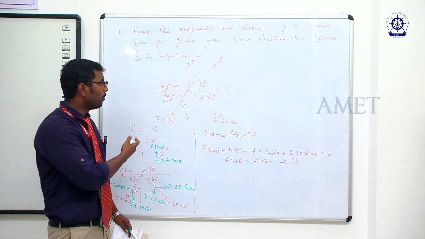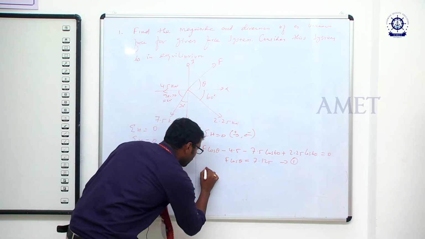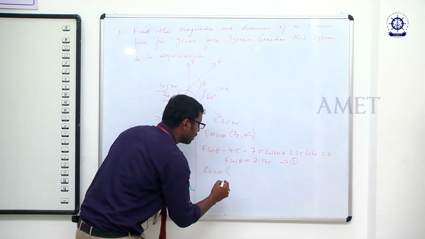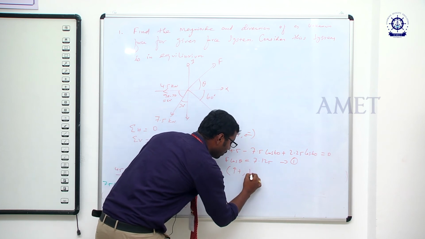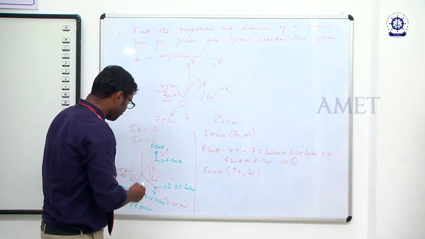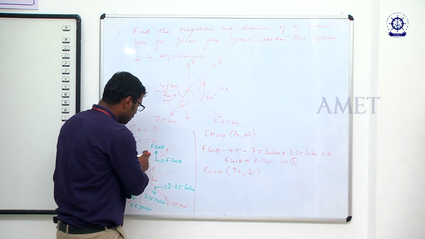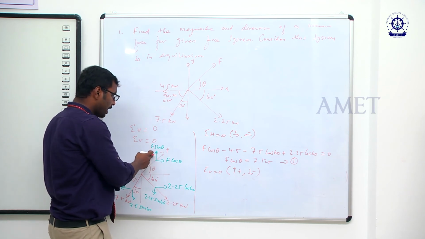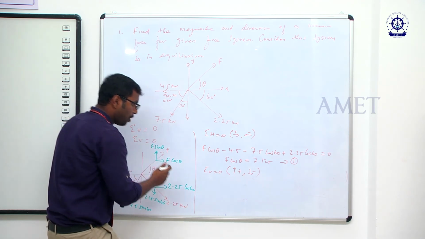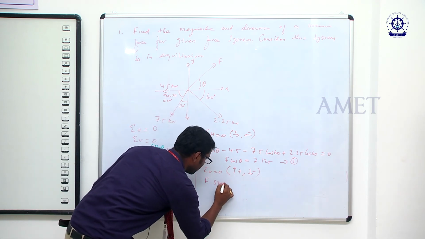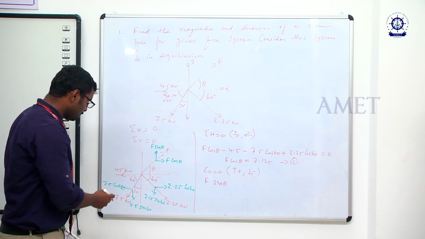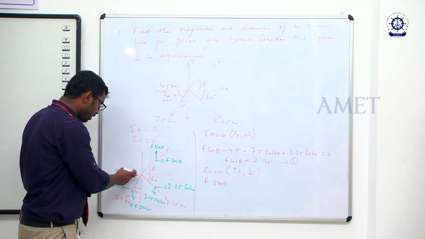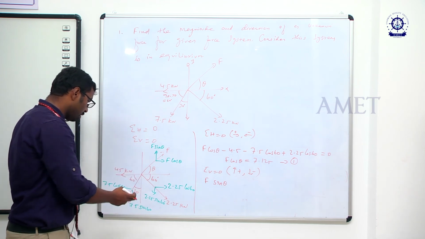Similarly, we need to find the vertical components. So the summation of vertical components is equal to 0. While calculating the vertical components, we assume upward is positive and downward is negative. The vertical component of the first force is F sin theta. This force is acting upwards, so positive sign, F sin theta. For the second force, there is no vertical component because this force is acting only in the horizontal direction.